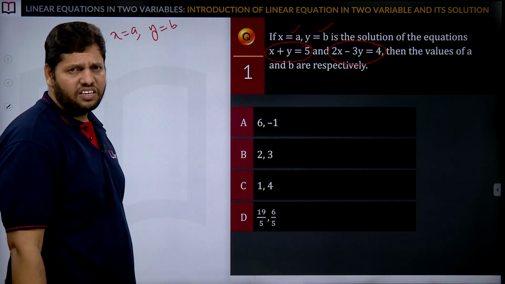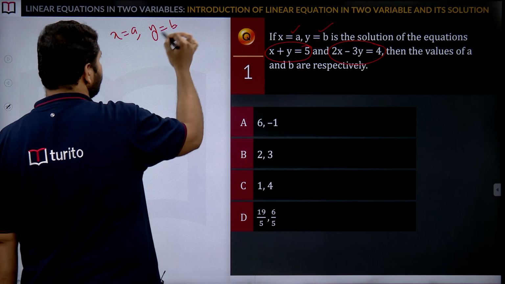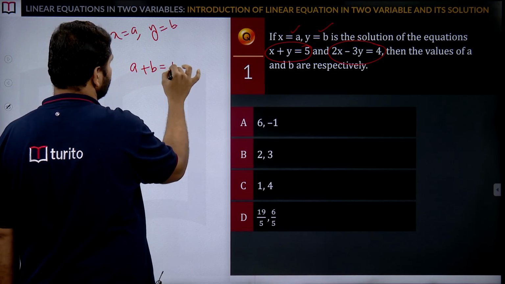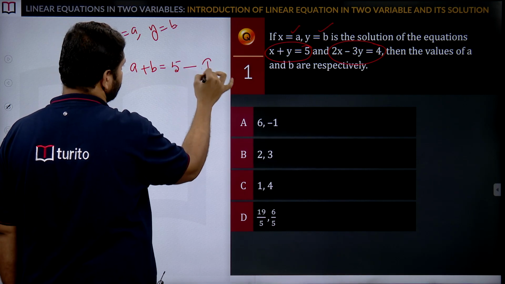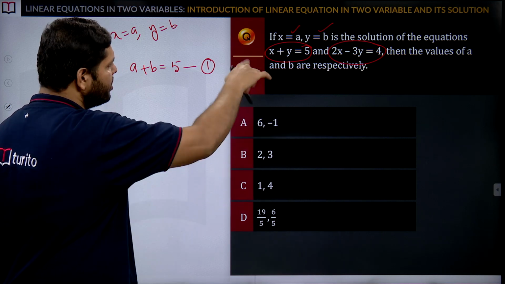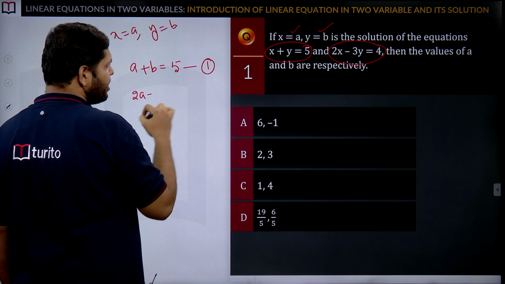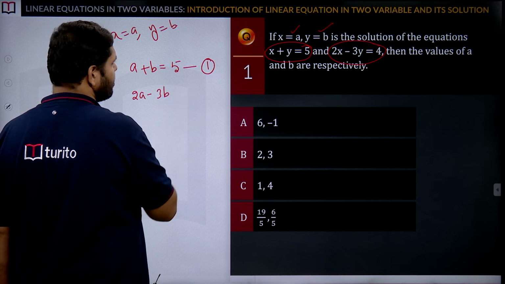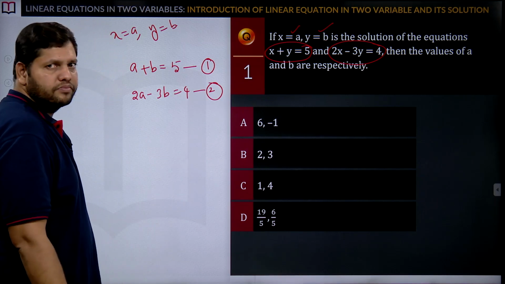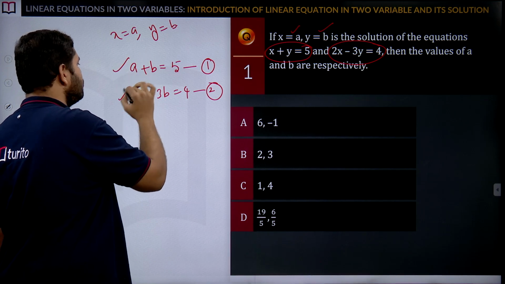Solution means it satisfies the LHS and RHS, isn't it? That is called a solution. So this x is equal to a and y is equal to b, I am substituting in the first equation. So we will get a plus b is equal to 5. Take this as equation 1. And the second equation is 2x minus 3y is equal to 4. So we can say 2a, in the x place write a, and minus 3b is equal to 4. Take this as equation 2. Clear, children? So I got the two equations, a plus b is equal to 5 and 2a minus 3b is equal to 4.